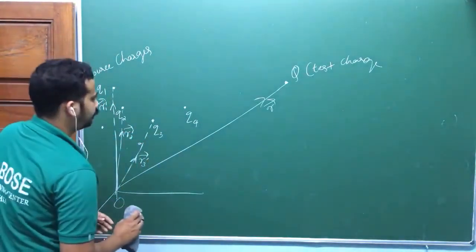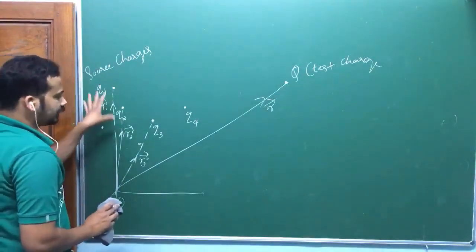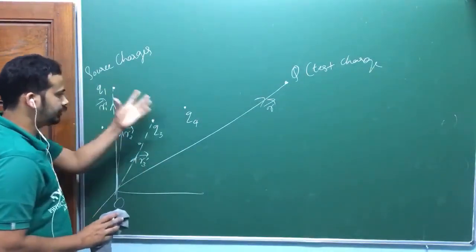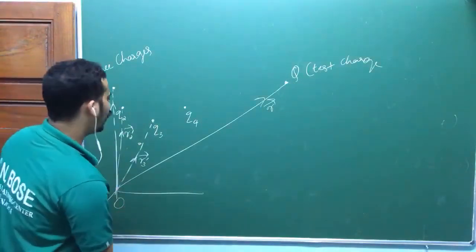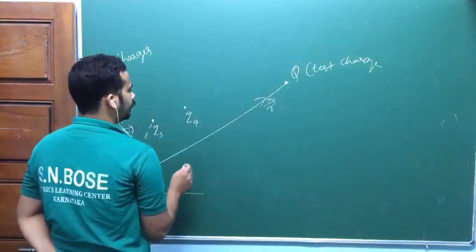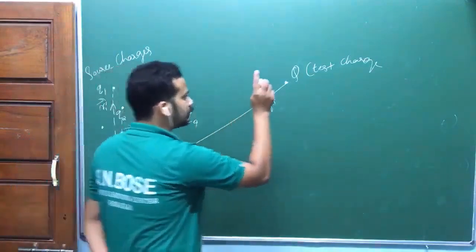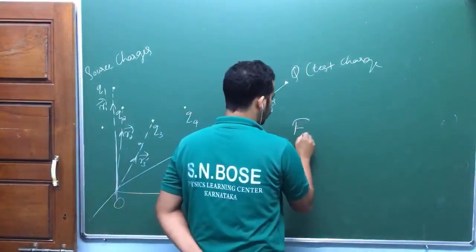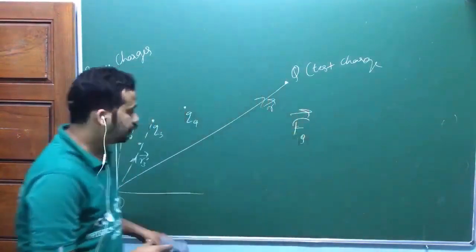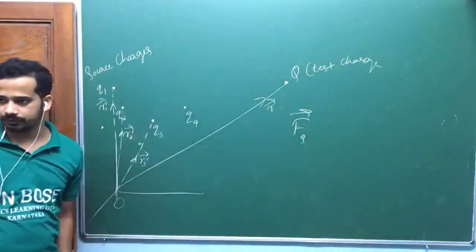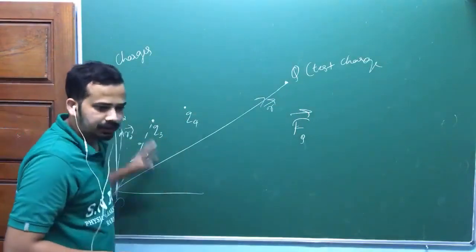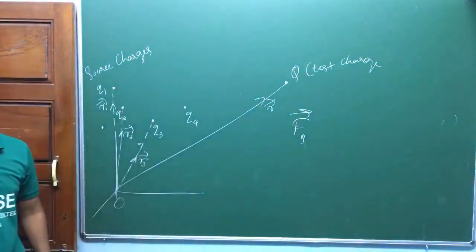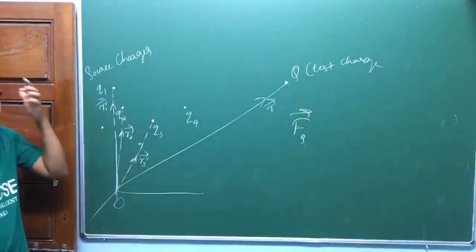Look here. Obviously, these charges may be moving also. So to calculate the net force on this Q due to all of these source charges is very difficult, am I right? There are many source charges which are moving, isn't it? To calculate the net force will be very difficult.